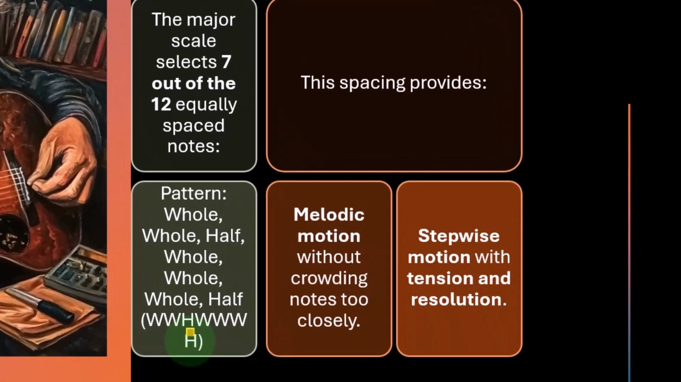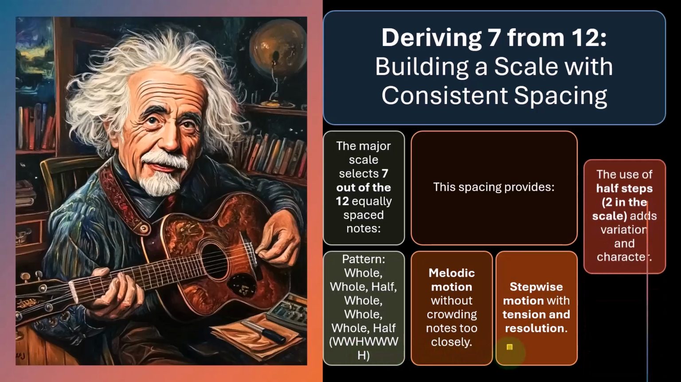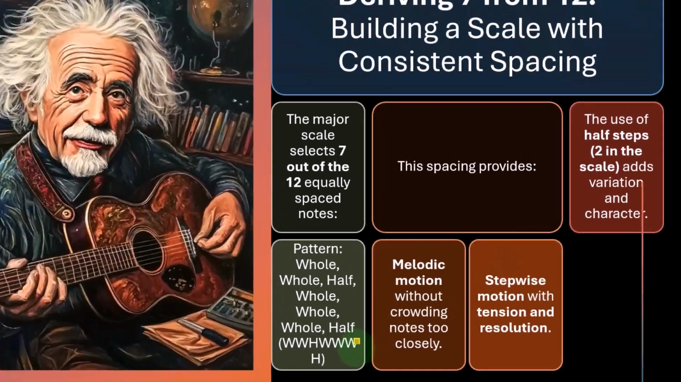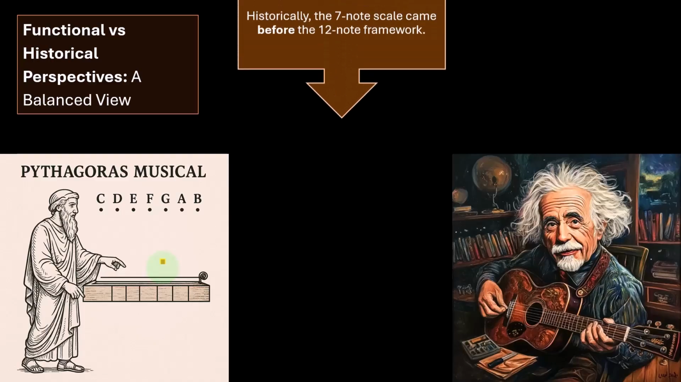So just from an aesthetic standpoint, it looks like a great series as well. It's not too many. 24 would be a lot of notes. 12 seems right. We can derive the 7-note scale that was historically derived, perfectly, or not perfectly, but well enough. And so that looks good. So, the stepwise motion with tension and resolution. The use of half steps, 2 in the scale, adds variation. So usually we have whole steps and then 2 half steps. All right, functional versus historical perspective, a balanced view.